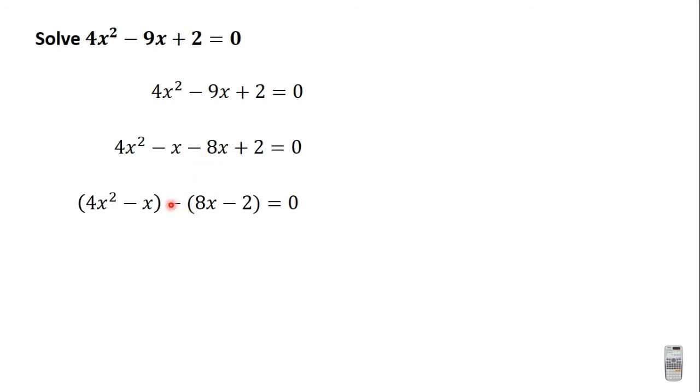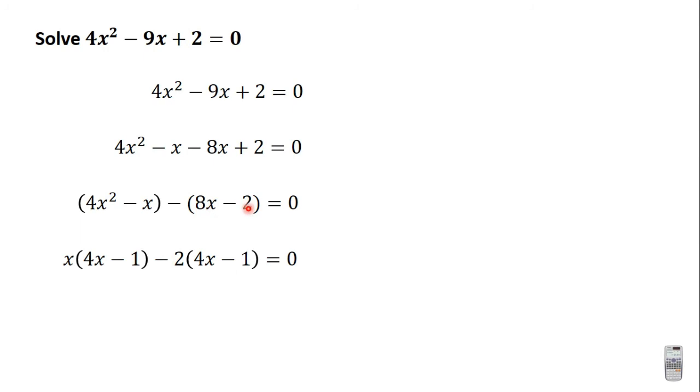But because the sign outside the bracket is a minus sign, we will change the positive sign here to negative. So minus into bracket 8x minus 2 is equal to 0. Now let's factorize. 4x squared minus x. The common factor is x. So we bring x outside the bracket. We have x into bracket 4x minus 1.